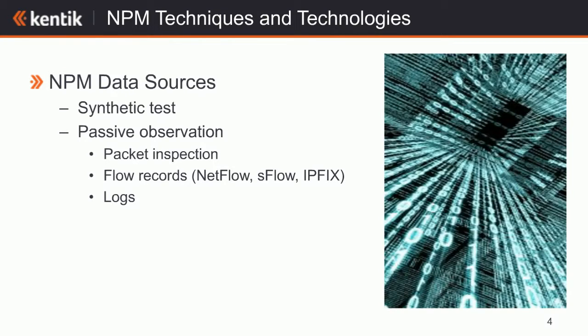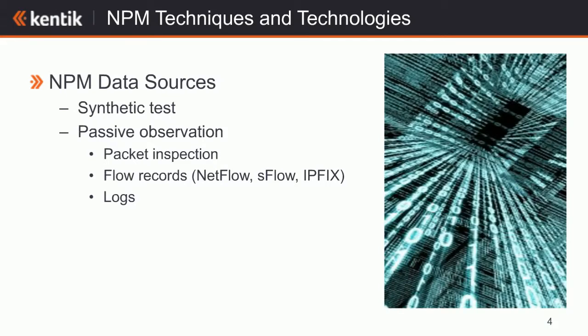It's also useful, and really important for our discussion today, to talk about a little bit of the techniques and technologies related to NPM. There are 2 primary categories of data sources. There's the synthetic data that you can generate by setting up robots that will send examples of traffic through the network, and then see what happens to it and calculate the metrics that we were talking about. And then there's passive observation of real actual traffic. That's mostly done by either looking at packets going across the network or generating flow records.